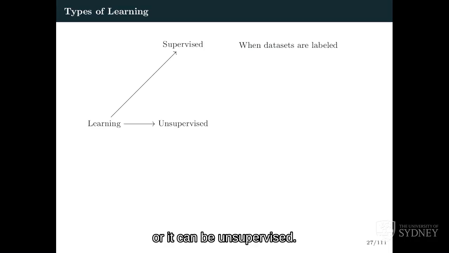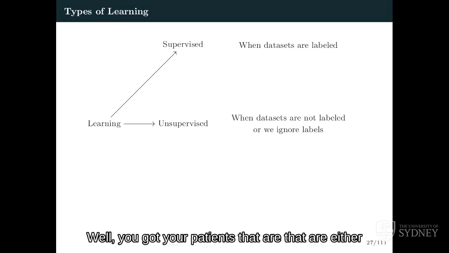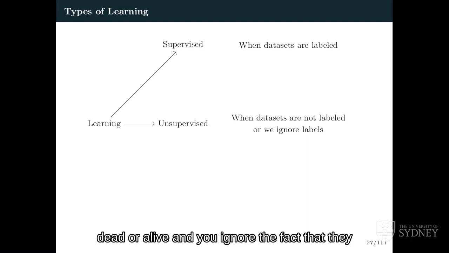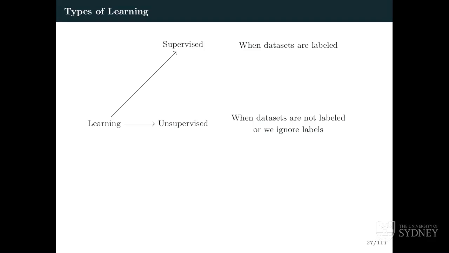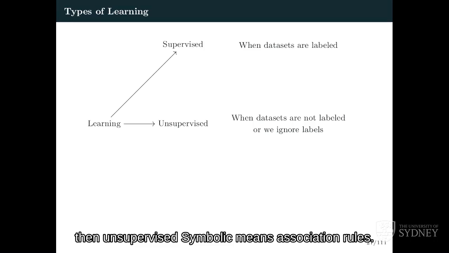Or it can be unsupervised. From top to bottom, we're using less and less labels. In this case, data sets are not labeled, or we ignore the labels. You have your patients that are either dead or alive, and you ignore the fact they are dead or alive, and you want to learn something that is still common to all of them or to some of them. So if supervised symbolic means a classifier, then unsupervised symbolic means association rules in some sense.